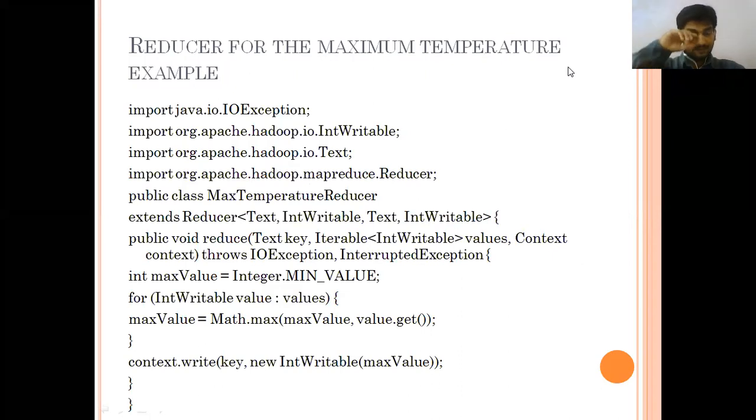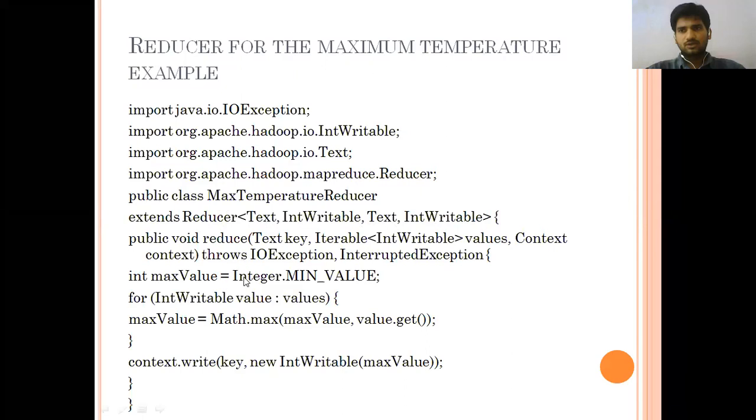So this is the next concept, that is the reducer code. This is the code for the reducer. Same as before, we have the packages, IntWritable and the MapReduce package. So definitely we need to use MapReduce here, and the class is a public class. The class name is MaxTemperatureReducer and it extends Reducer. Here also we have 4 parameters, which we will explain in the next slide.